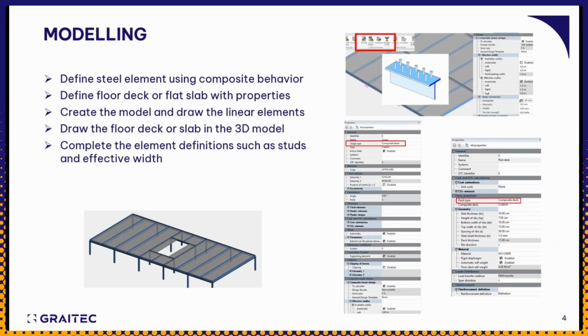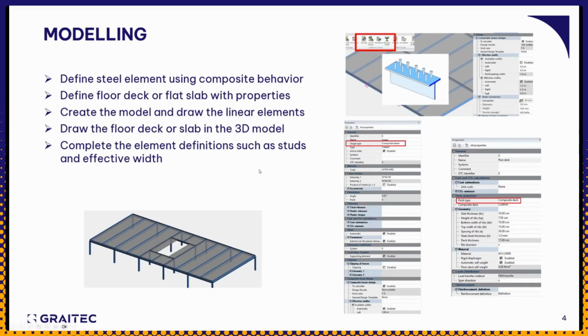So how will the modeling start? First of all, we will start with defining the steel element, and we now have a new usage type in beam properties, as you see here, which is called composite beam. So the first stage will be just switching your usage type to composite beam. After that, you can move on with defining the other properties of this steel beam, like material and sections and other properties that we normally use for steel structures.